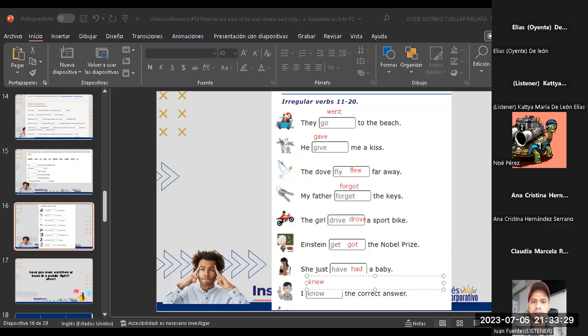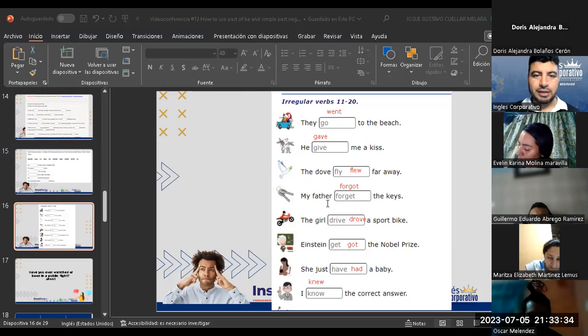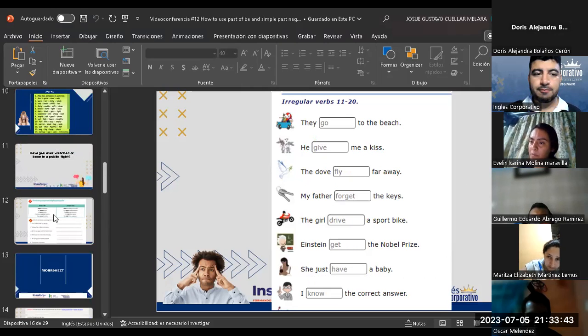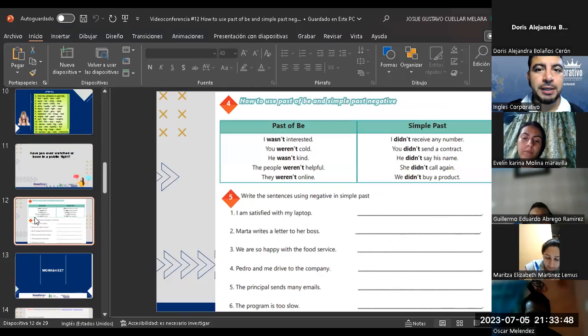Okay, thank you. Créanme que ahora, now that you're practicing, it is really helpful. Eso ayuda bastante. Practicar. Okay, thank you. Now you are ready to study negatives also. For example, here we have how to use passive be in simple negative. Okay, we already use the passive be. El pasado de be siempre vamos a utilizar was and were, but in present.